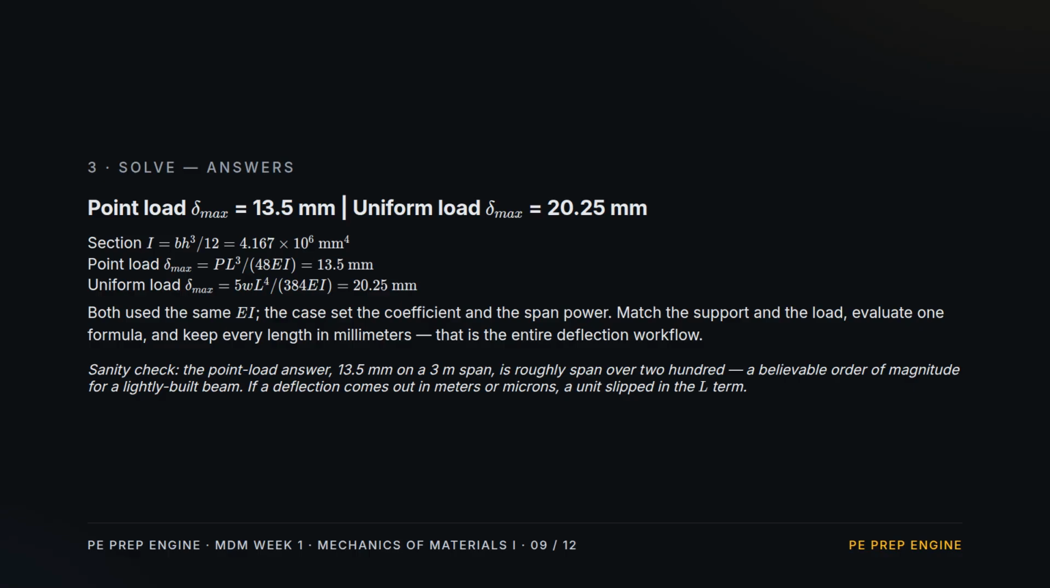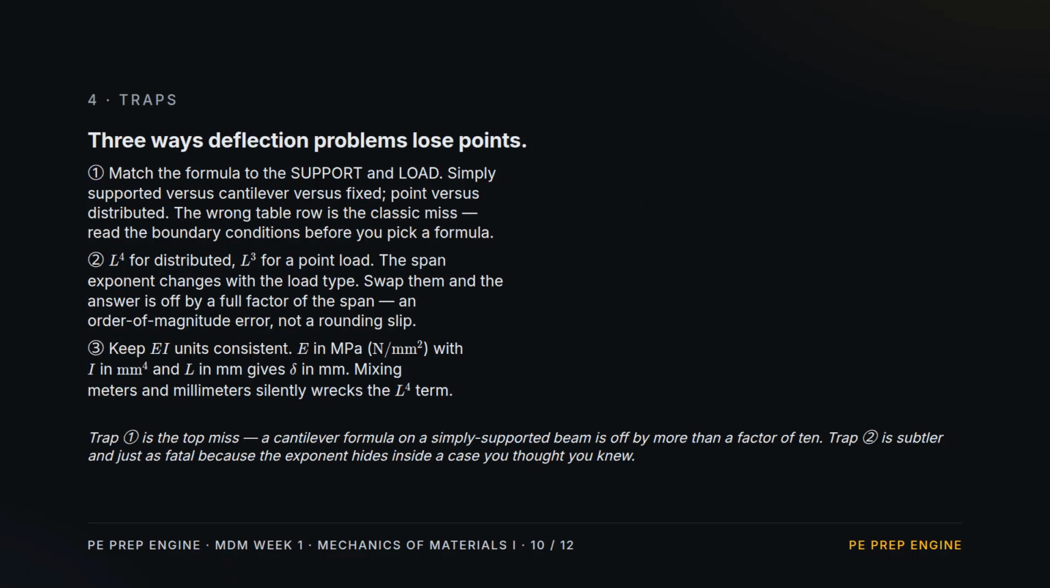Final answers. Same section, same flexural rigidity, 2 loads. The central point load sags the beam 13.5 millimeters. The uniform load, 20.25. In each case, the support and the load picked the coefficient and the span power, and every length stayed in millimeters. Match the case, evaluate 1 formula, watch the units. That's the whole workflow.